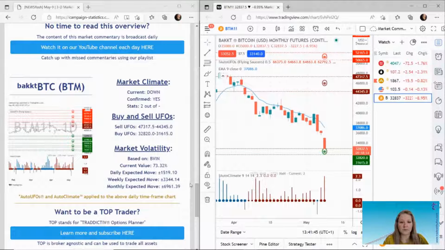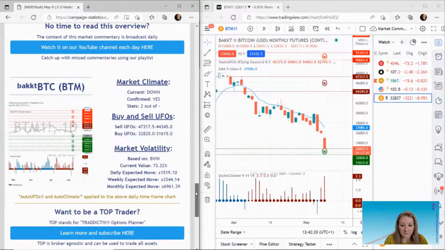We've looked at all of them. For each of the markets, we've looked at 3 main elements. Market climate, using auto climate to figure out where's the likely upcoming direction of that market, up, down, or nowhere. We then looked at buy and sell UFOs, these little guys, to help us figure out where we have buyers and sellers that could push price up or down, respectively. And then we looked at volatility to understand how quickly we expect those markets to move, or how far we expect them to move within given periods of time.